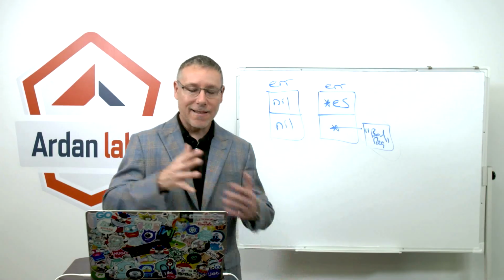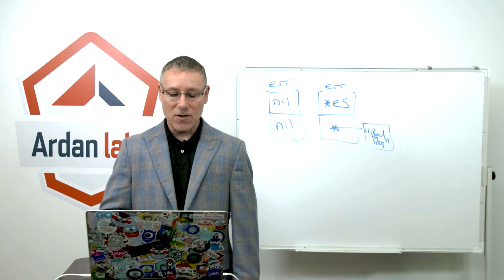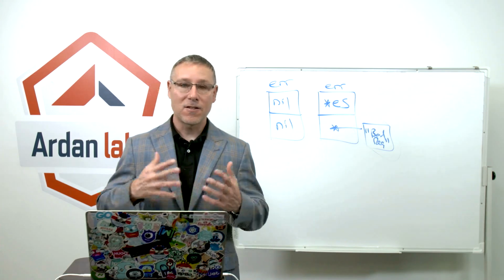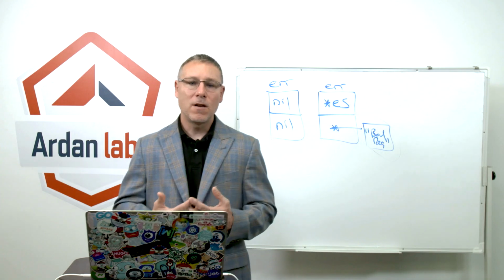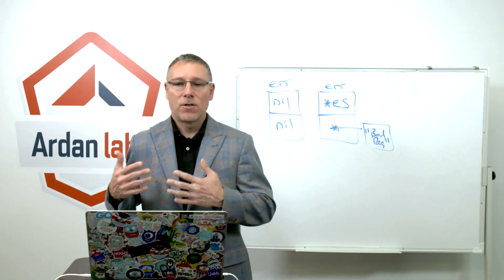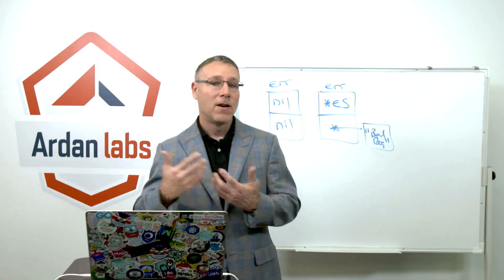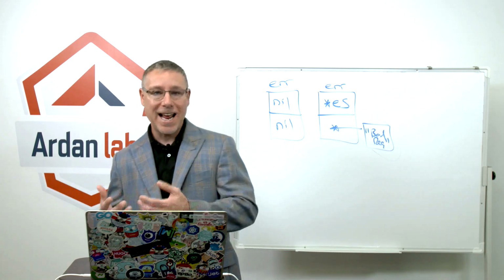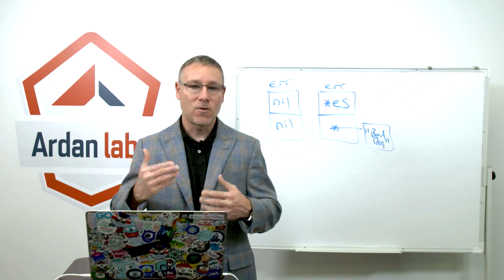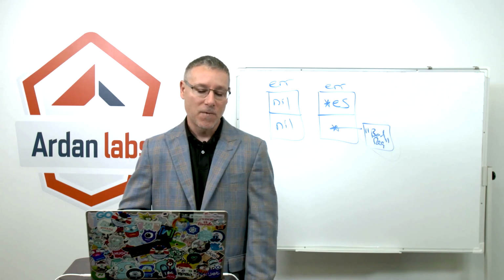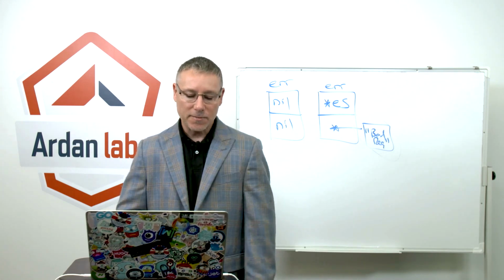Now, it's great that in this case, just knowing that an error exists is enough context, but that's not always the situation. What if this function web call returned more than one error? Now we might need to know, was it error A or error B? The context of knowing that there's just a value stored inside the error interface is not enough. Let's take a look at that scenario.